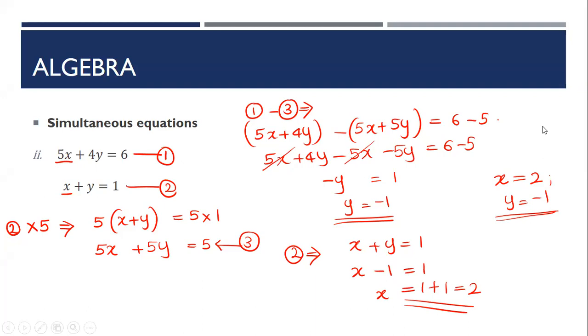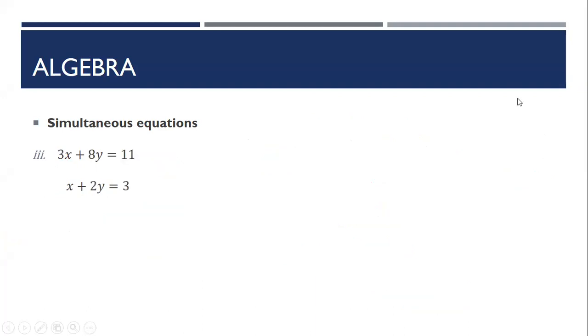Okay, so both ways are correct. Moving to question 3. The simultaneous equations are 3x plus 8y is 11 and x plus 2y is 3. So find the values for x and y.